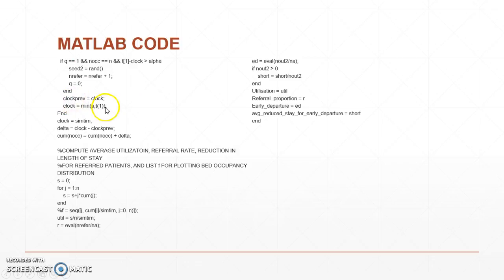Again, we run through iterations, we set our clock, and at the end of all those simulations, we set the time of our simulation equal to the clock. Our delta, which is what we started off with and what we ended with, is here, and then we set the number of how many occupancies we had. So then what we'll end up doing is computing the average utilization, the referral rates, the reduction in length of stay for referred patients, and list F for plotting the bed occupancy distribution. Towards the end, you can see we're able to plot our utilization, our referral proportion, our early departures, and our average reduced stay for early departure and short.